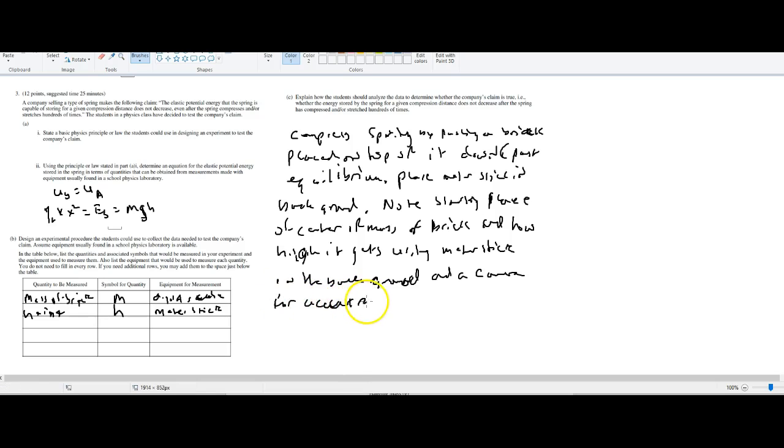Accuracy. Yeah. Now, I am writing this out. Really, if this was a regular AP test, you would have a camera here. You'd say camera, draw an arrow. You'd say spring compressed, and then meter stick in the background, dash, dash, dash, dash, dash.